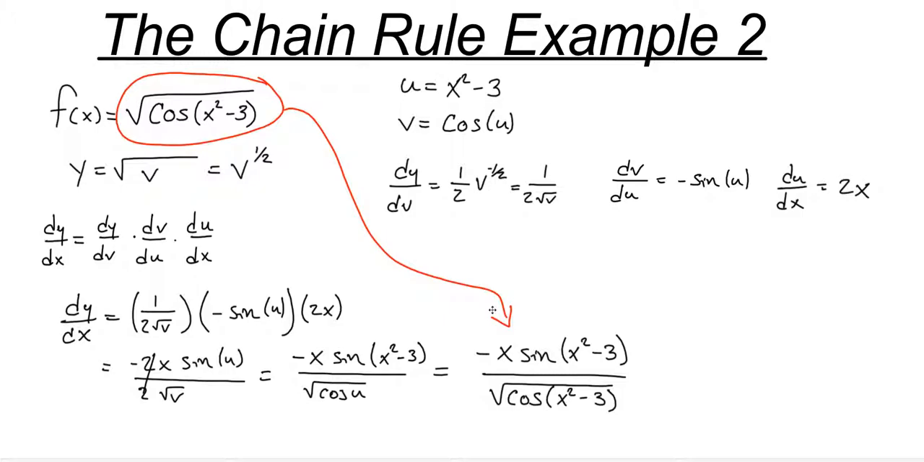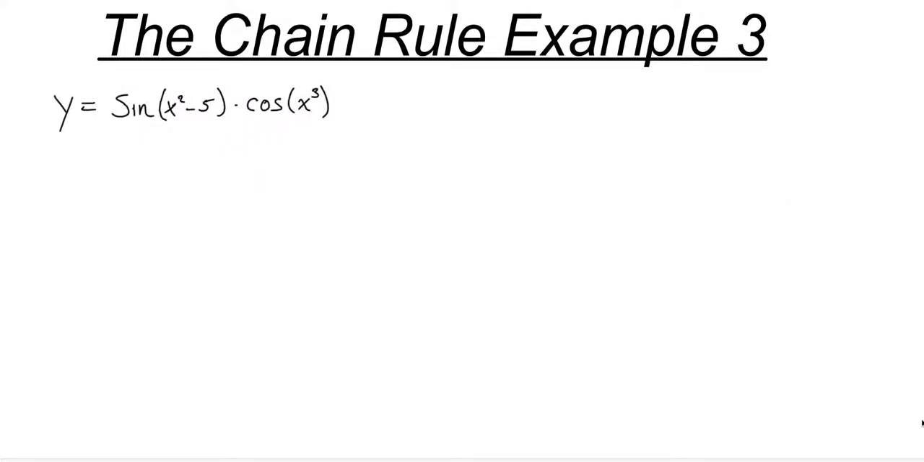We're going to do one more example of the chain rule, but we're going to do it in the context of a slightly bigger problem. So this one here would be requiring the chain rule. So I know that y is equal to the sine of x squared minus 5 times the cosine of x cubed. If I want to take the derivative of this, I need the product rule.